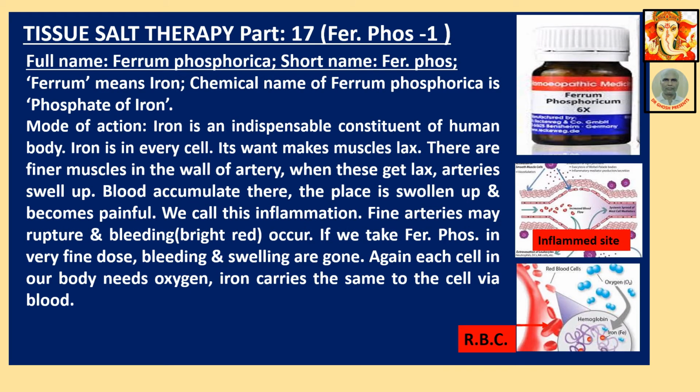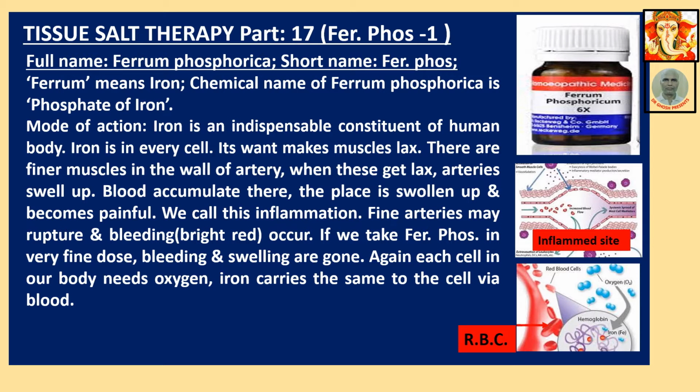Tissue salt therapy, part 17, FERRUM PHOS 1. Full name FERRUM PHOS, short name FERRUM. Ferrum means iron. The chemical name of ferrum phosphoricum is phosphate of iron. Mode of action: iron is an indispensable constituent of the human body.